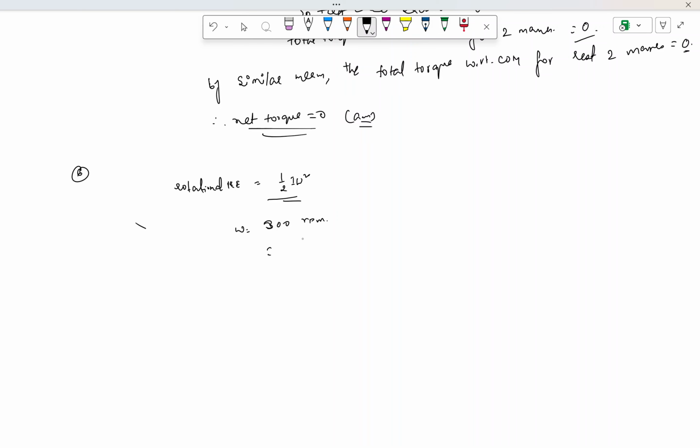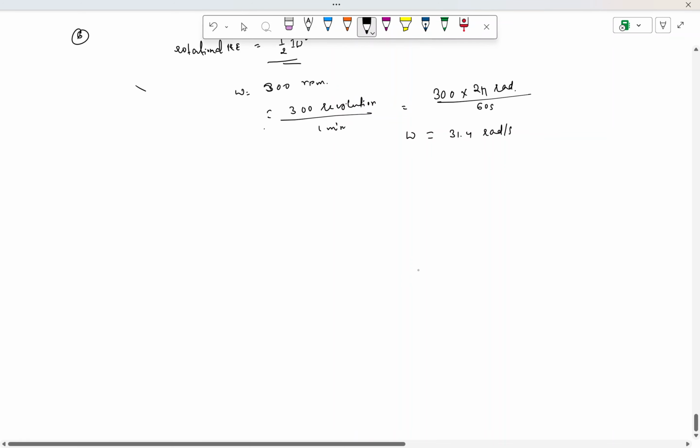So 300 rpm, how do you convert it into radian per second: this is 300 revolutions by 1 minute. Now 1 revolution is a full circle, which is 2 pi. So 300 into 2 pi radian divided by 1 minute, which is 60 seconds. If you solve this, you will get 31.4 radian per second. This is your omega. Now what is the moment of inertia I?